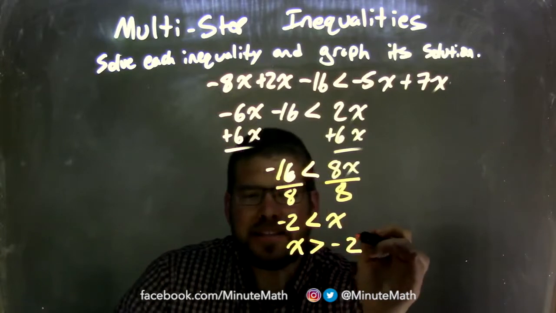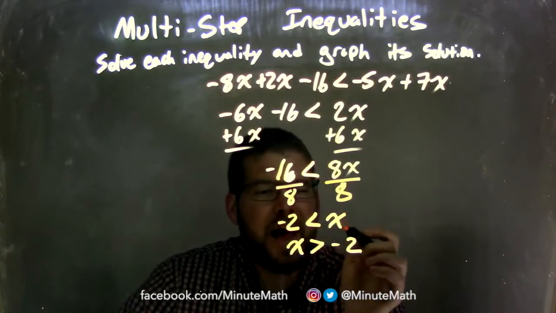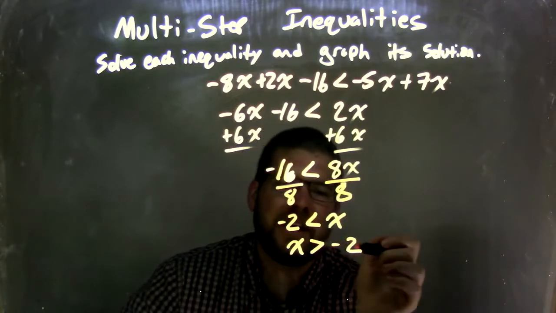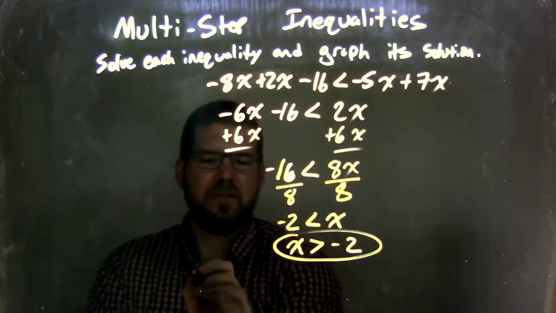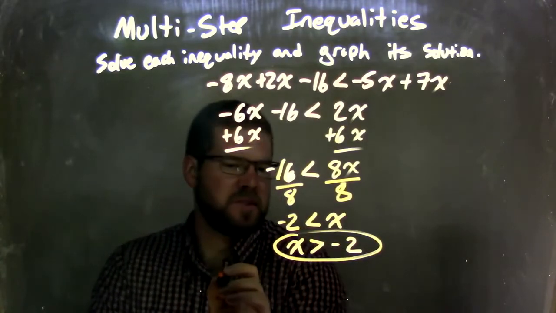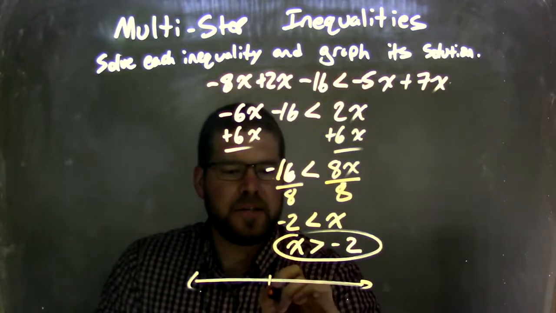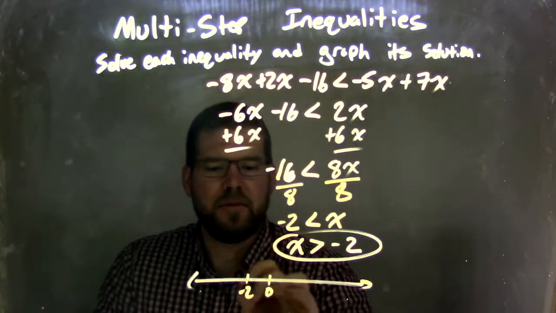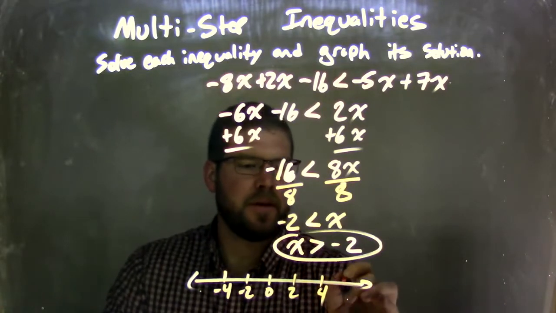These two answers are very similar in the sense that they mean the same thing, essentially. Negative 2 being less than x is the same thing as x is greater than negative 2, but this is written differently, with x coming first. So now I can graph this. Let's go by 2, 0, negative 2, negative 4, positive 2, positive 4, and let's go to positive 6.